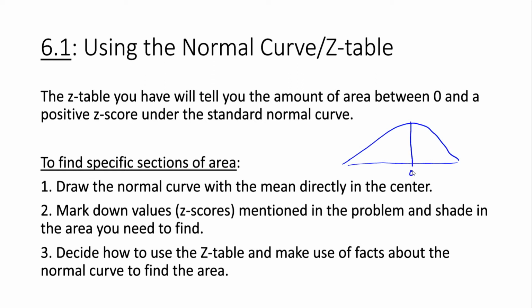And your mean is going to be 0 for these problems because we're just going to be looking at standard normal curve problems in this video. Second, mark down the values or z-scores mentioned in the problem and shade in the area you need to find. Third, decide how to use the z-table and make use of facts about the normal curve to find the area.